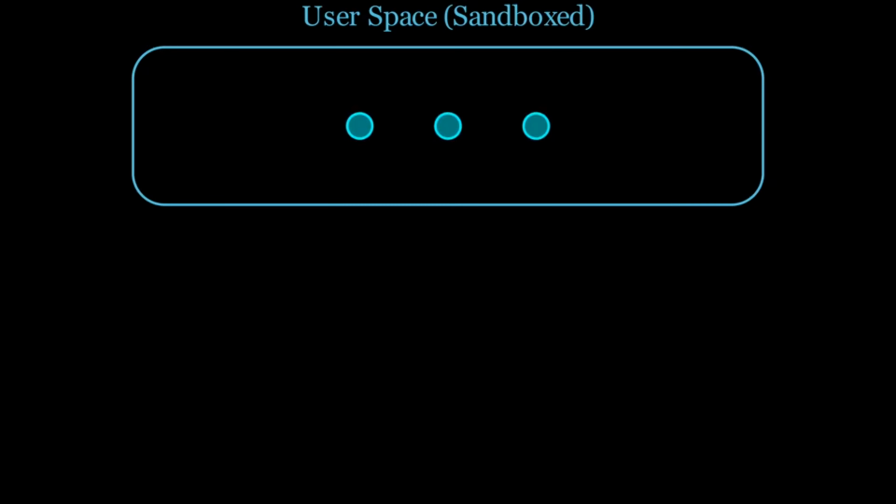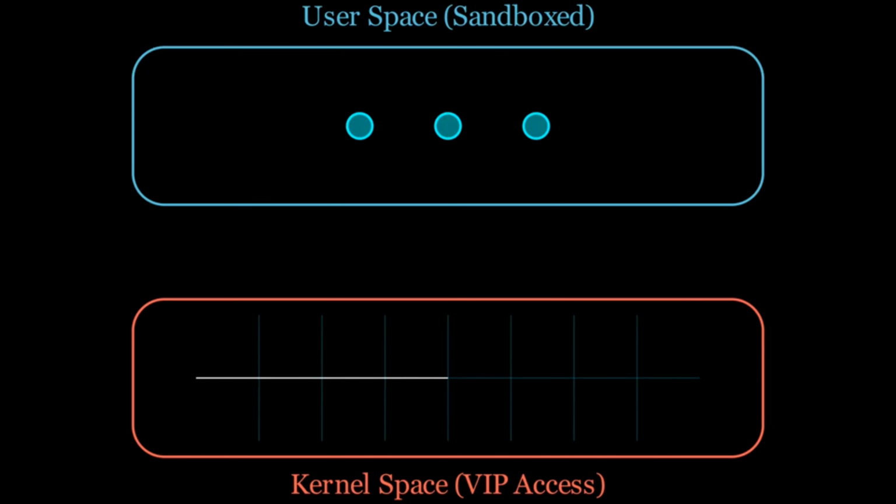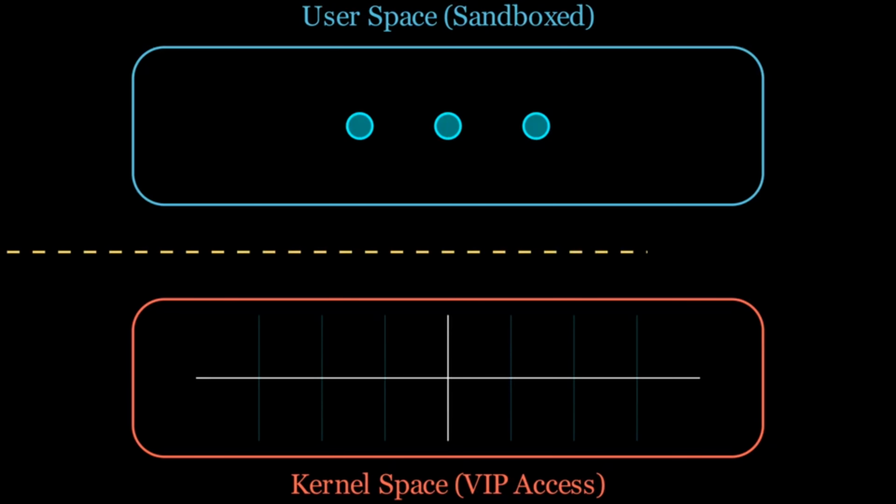Your app lives in user space. Think of it like a sandbox. You can play, but you can't touch the expensive stuff. The hardware, however, lives in kernel space. That's the VIP vault. The kernel has absolute power over the machine, and there is a massive locked wall between them to keep the sandbox from breaking the vault.